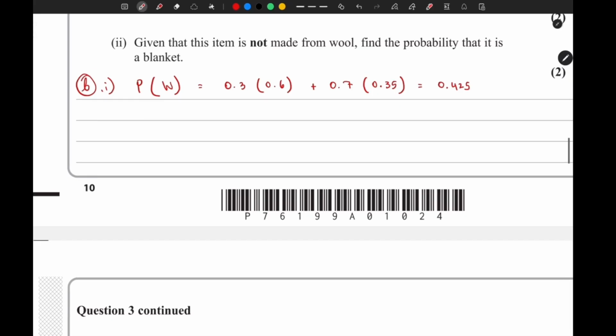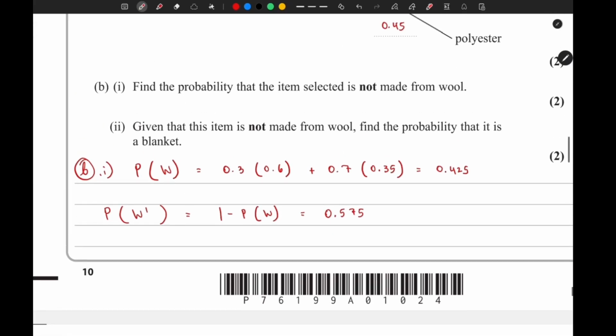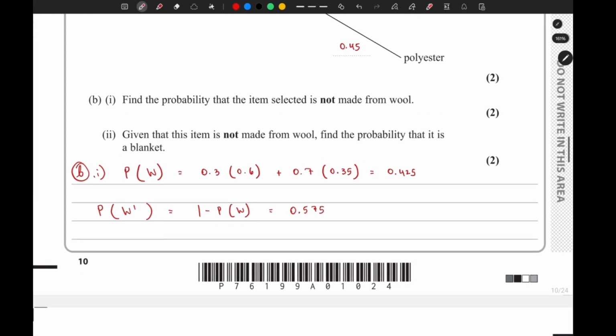Now why did I find out this value? Because we can say that the probability of not wool will be equal to 1 minus the probability of wool. So this should give us an answer of 0.575. So that is it for this part.